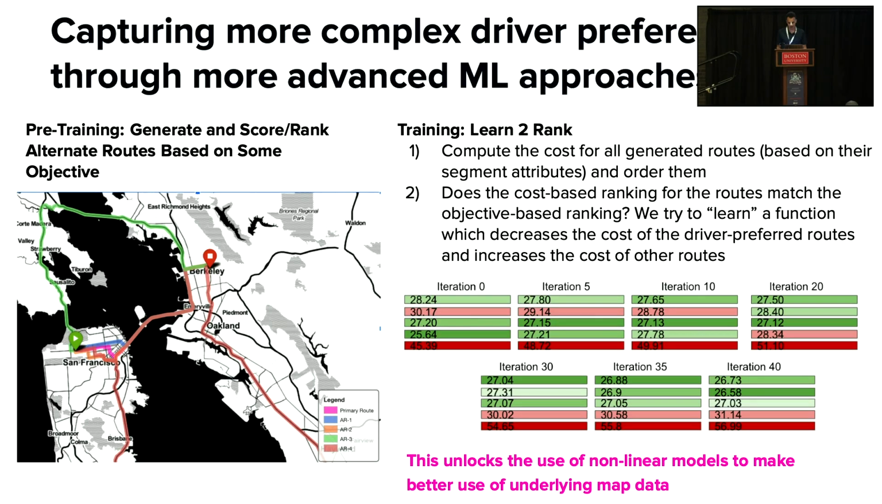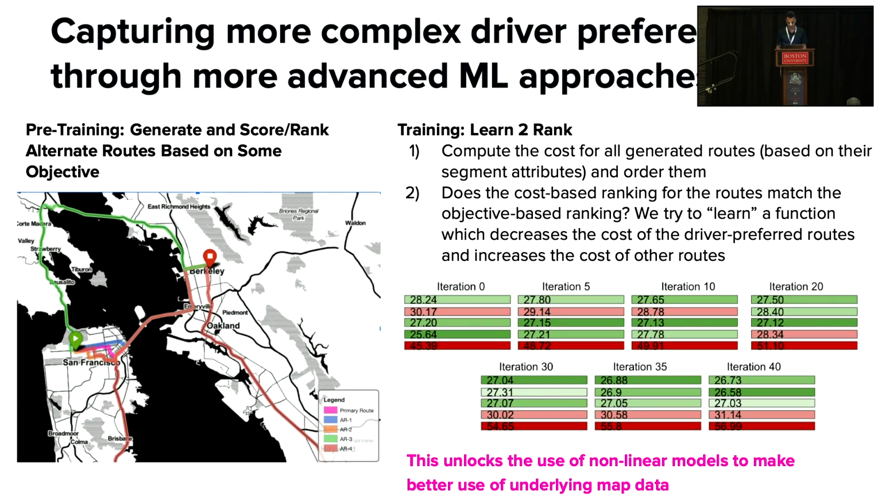And then during training, we can use a typical learn to rank approach where we compute the cost for all generated routes based on the current set of weights. And we can ask, does the cost-based ranking match the ranking we got in pre-training? And we're trying to learn a function where the routes that drivers prefer or are ranked the highest have the lowest cost, so that when we see that route in real time, that route will be generated as it has the lowest cost. So for this example, you can see in the bottom right, initially we started with the 4th ranked route as the lowest cost.